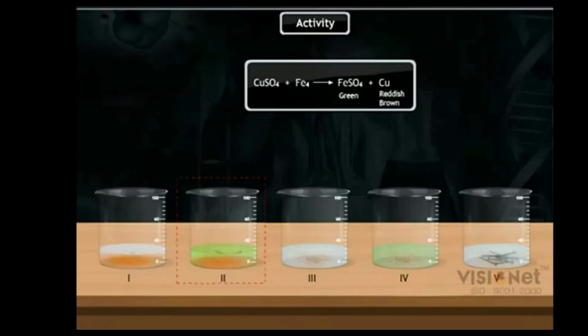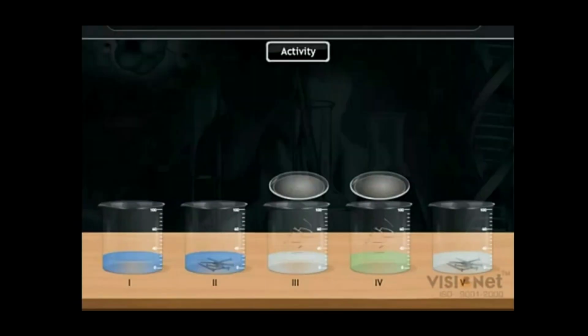Next, D, iron sulfate with copper turnings. And in beaker E, zinc sulfate plus iron nail. What changes do you observe? You can see in beaker A, zinc replaces copper from copper sulfate. That is why the blue color of the copper sulfate disappears and a red mass of copper is deposited at the bottom of the beaker.